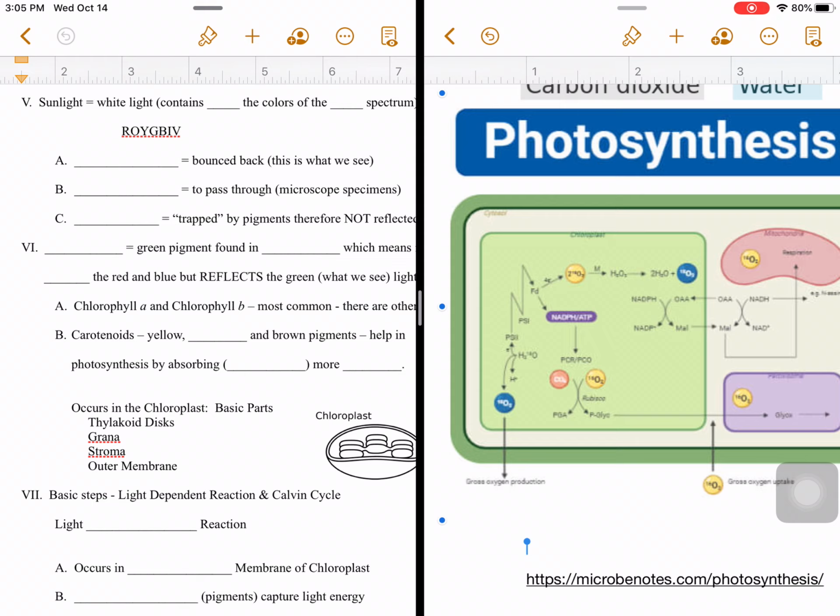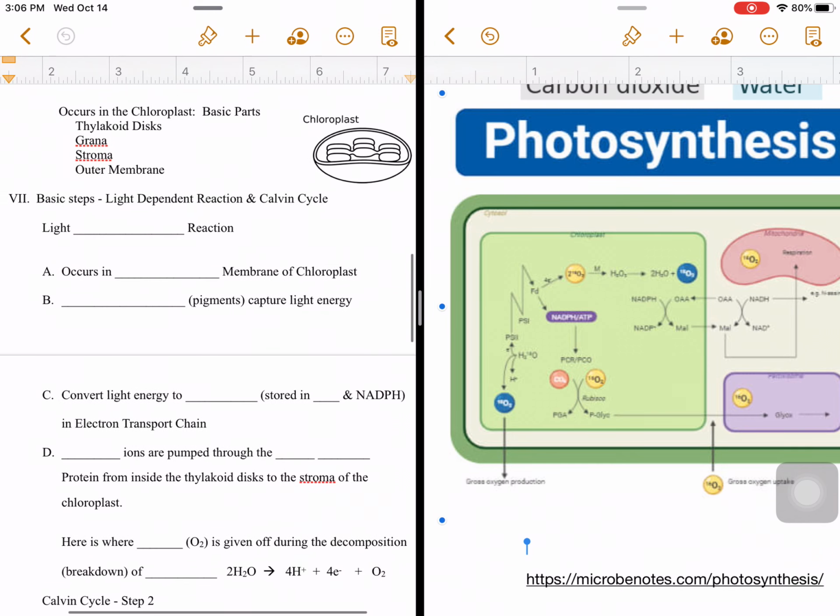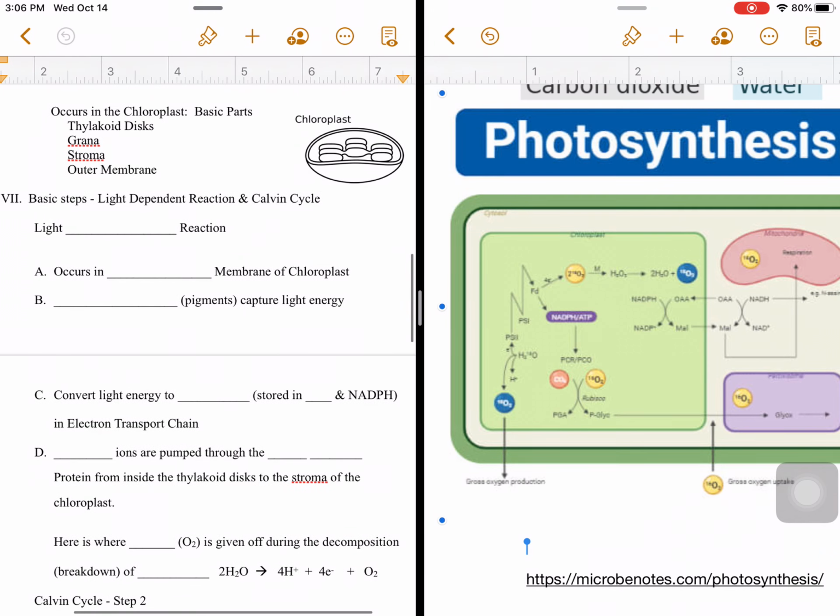However, there are others. There's also carotenoids, which are yellow, orange, and brown pigments, and they help in photosynthesis by absorbing or capturing more light, so different colors. So if they're reflecting yellow, they're absorbing some green, some red and some blue, and so forth. So I'm going to stop there, and then in my next video I'll go through the parts of the chloroplast and the basic steps.